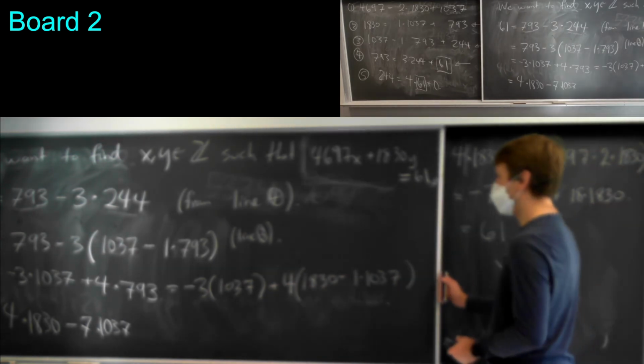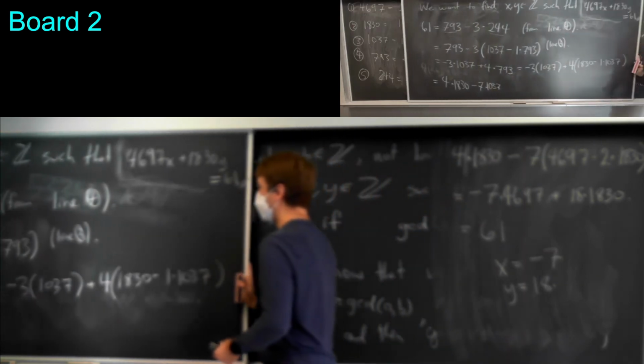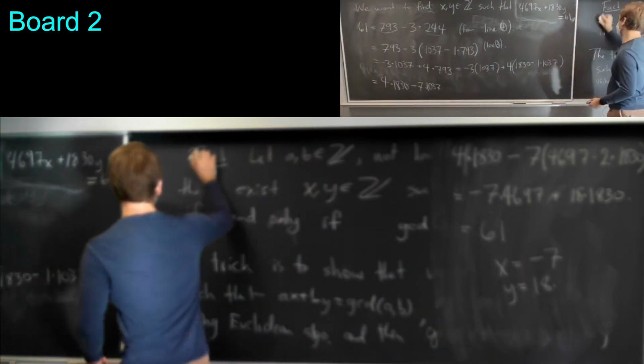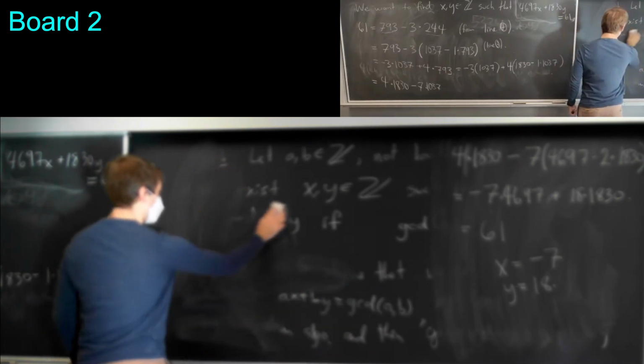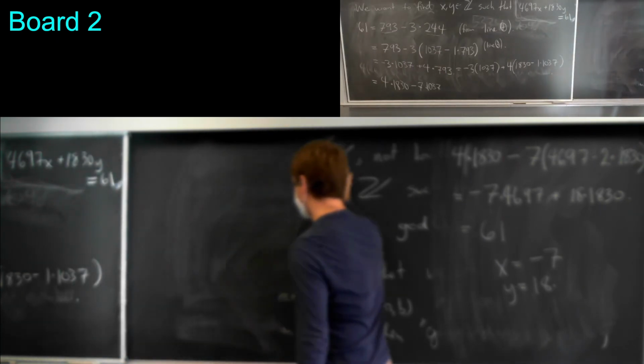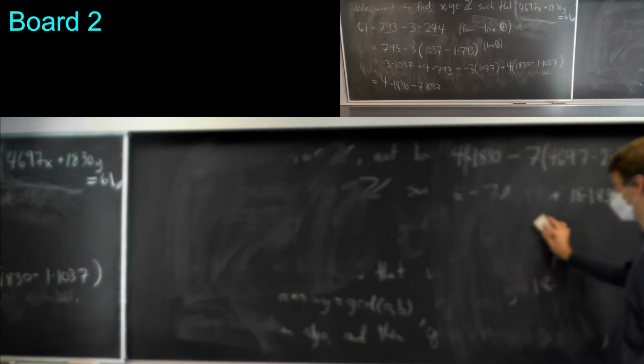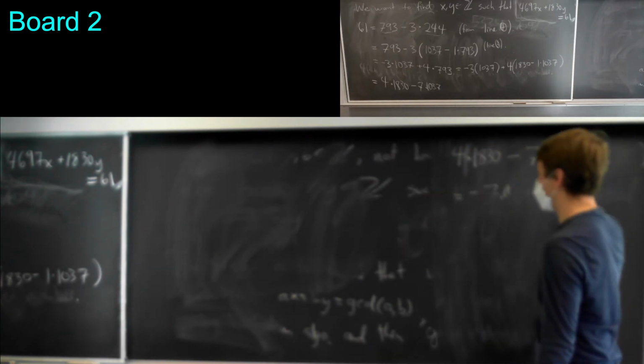All right, so let's talk about the special case where two numbers have GCD equal to 1.